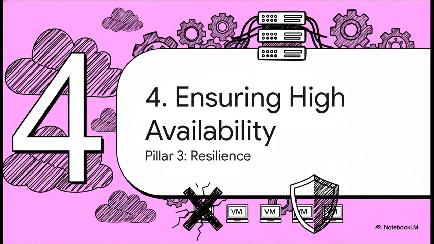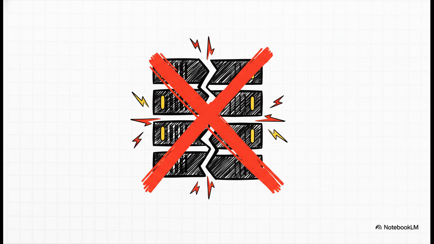Which brings us to our third, and I would argue, most critical pillar: resilience. Let's be real for a second. In the cloud, stuff fails. Hardware will fail. It's not a matter of if, but when. So building for the cloud means you absolutely have to plan for that failure. Because if you don't, a single virtual machine is just a ticking time bomb, a single point of failure waiting to take you down. And let me just hammer this point home.